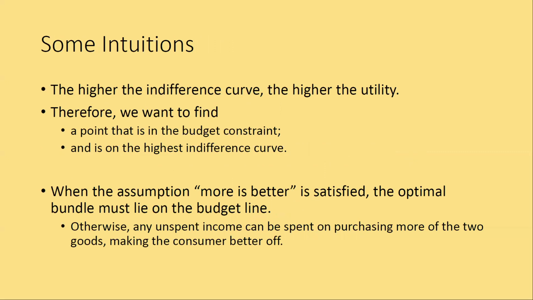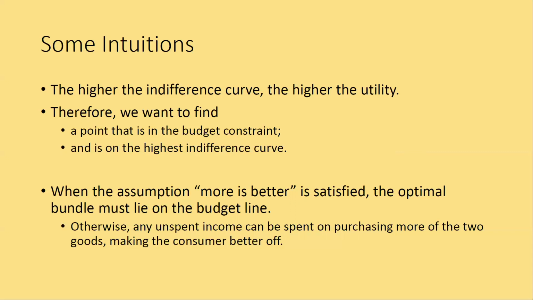When we were defining the indifference curve and drawing it on the graph, we know that under the assumption that more is better, the higher the indifference curve, the higher the level of utility. Therefore, on a graph, we are looking for a point. A point on a graph represents a consumption bundle, right? So we are looking for a point that, first of all, has to be within the budget constraint. And secondly, it is on the highest indifference curve possible. To be on the highest indifference curve possible is to give the consumer the highest level of utility possible.